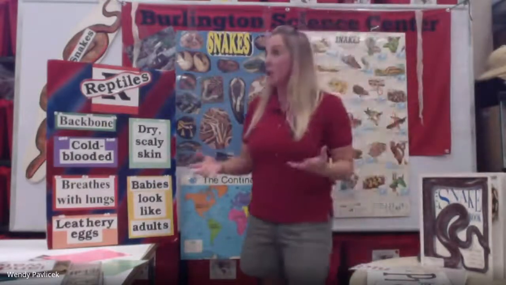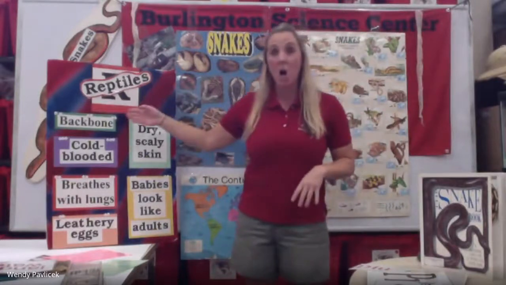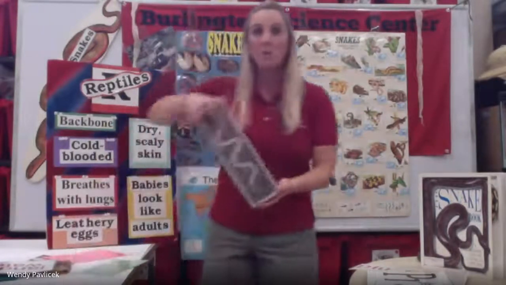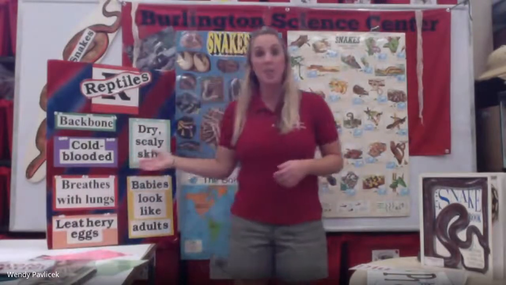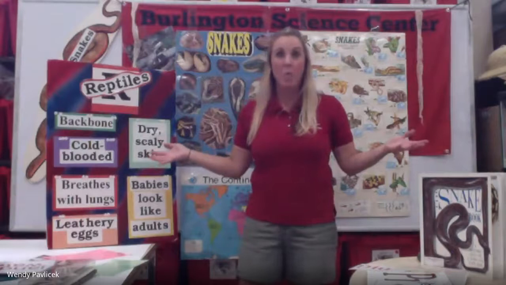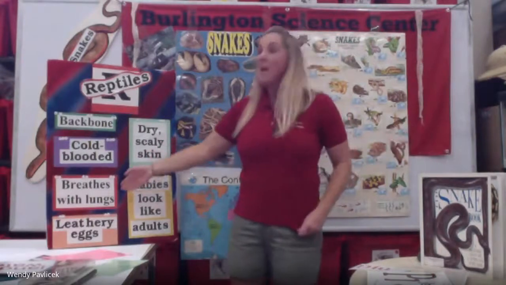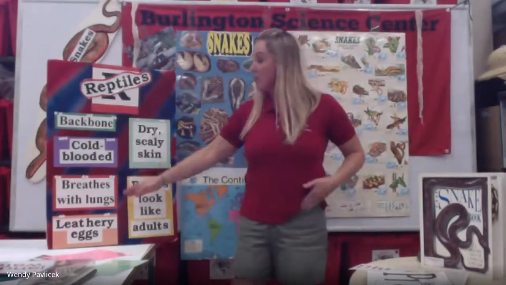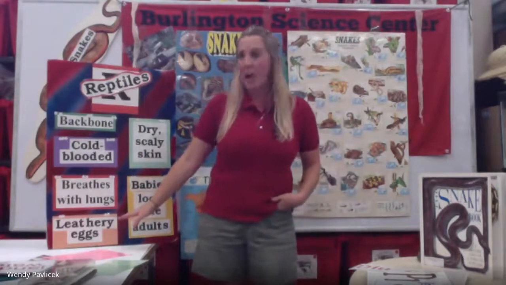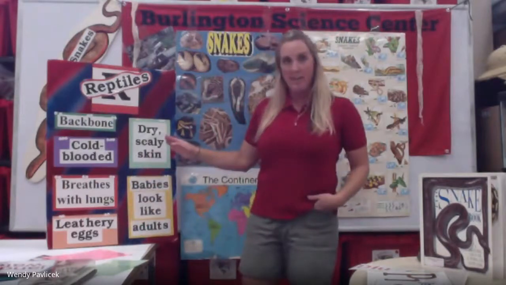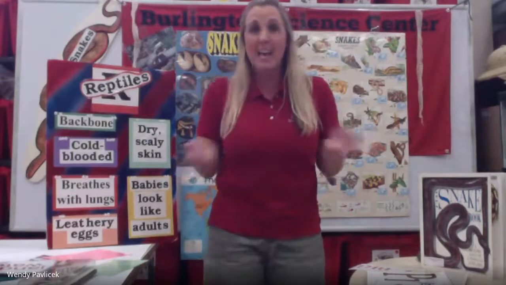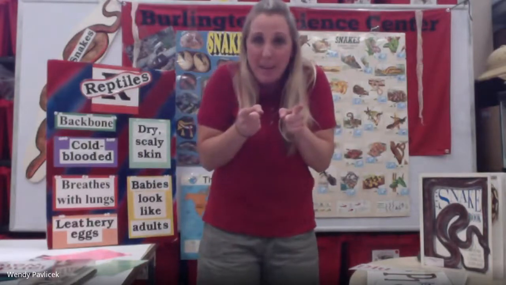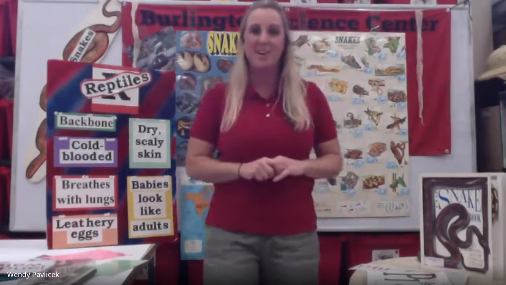Awesome. So our characteristics today: they have a long spine called a backbone. They are cold-blooded. Their body temperature changes. You'll often see reptiles out in warm weather, basking in the sun. They breathe with lungs like we do. They have leathery eggs or live babies, dry, scaly skin like our hair or fingernails, and their babies look just like they do. So mama snake has little baby mini snakes that look just like her.